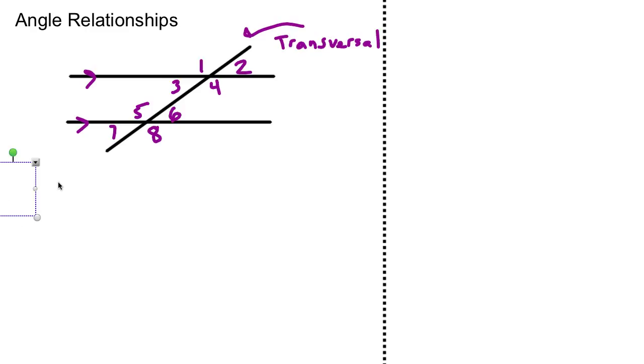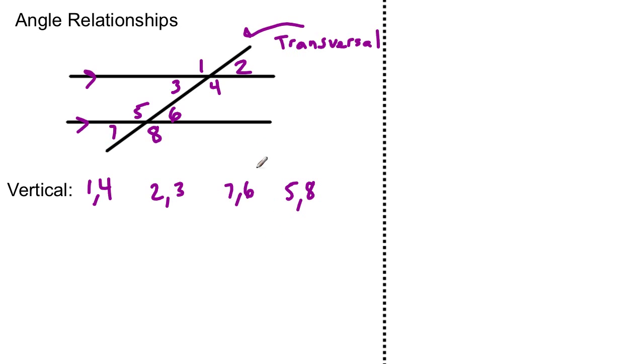Okay, so the first one that comes up are vertical angles. For vertical angles here, there are lots of different examples, but remember the opposite sides of an X. So like 1 and 4 would be examples of vertical angles. 2 and 3 would be an example. Coming down here, 7 and 6 would be an example. And then 5 and 8 are vertical. Got it?